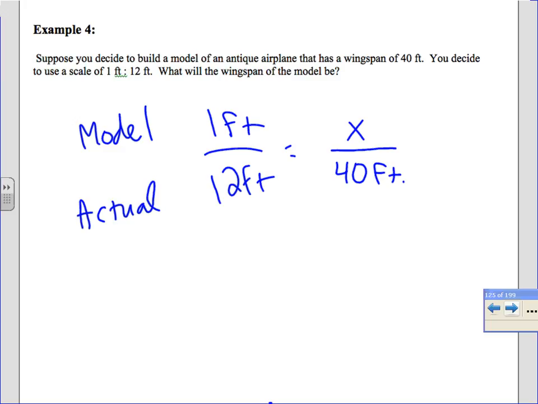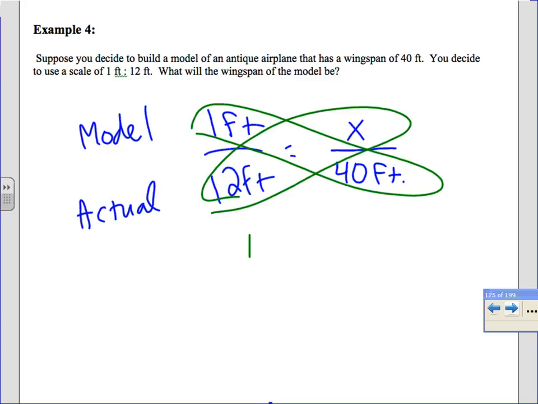So multiply across both ways. We have 12x equals 40. So what should the model be for the wingspan? Matt, what'd you get? Good, 3.3 repeating feet. So much better, right? That's much better to make it 3.3 repeating feet as opposed to 40. Donatus? Yeah, that's fine. I'm okay with either way. We can start with converting things now.